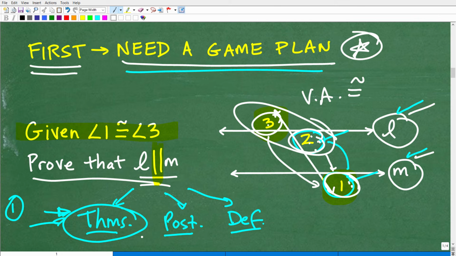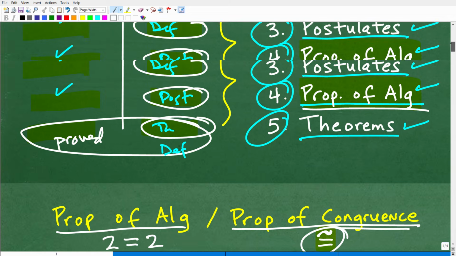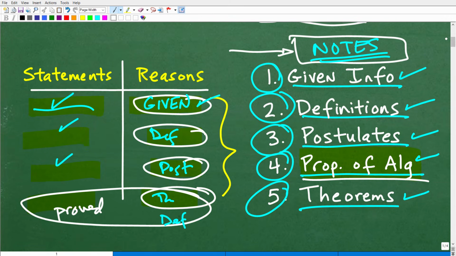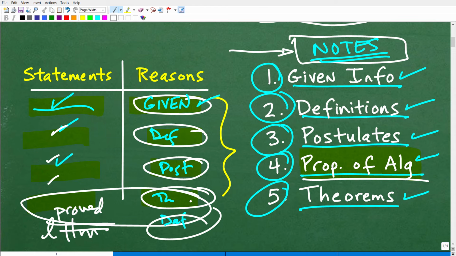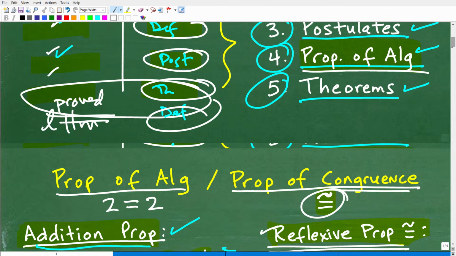All right, so with that being said, if you want to try this on your own before you see my final answer, what you want to do now is make a statement, which is typically going to be the given, and then you're going to use a definition, postulate, property of algebra, congruence, or theorem to walk through. Your final statement is always going to be line L is parallel to line M in this particular case, because of your final reason. So this is what you're going to think through. We have a game plan, so now we have to tell that story.